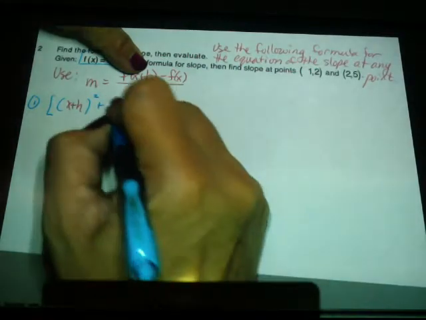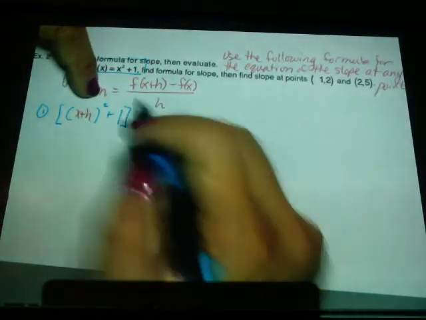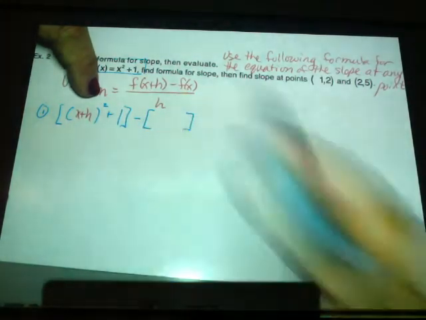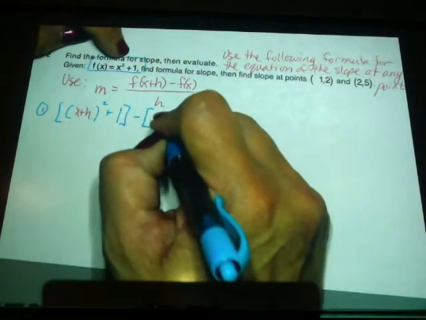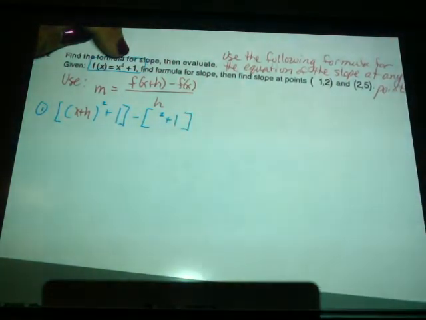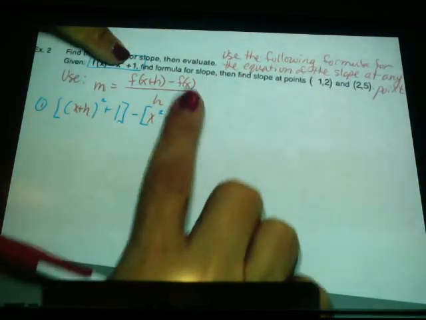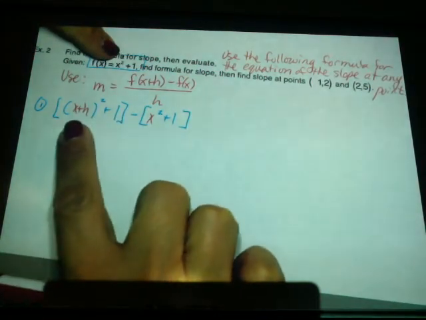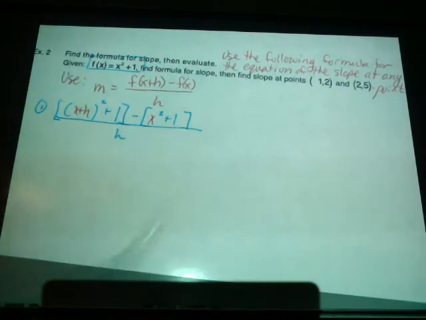And so this is my f of x plus h right here. And then minus f of x. F of x should look exactly like what we had here. We just replaced an x with an x, so it looks the same. Here I replaced an x with an x plus h, all divided by h.